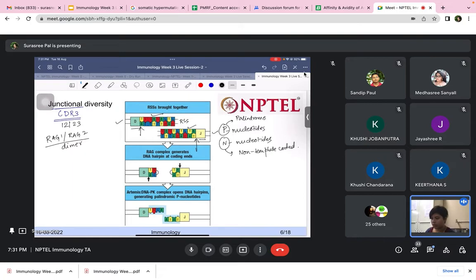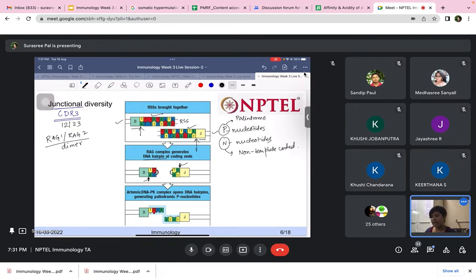Okay, here you can also see these two arrows. They point out the location where the RAG proteins will actually make a cleavage on the gene, on the DNA, right? And when this RAG complex cleaves at these particular positions, they actually generate DNA hairpins. So here you can see that this kind of DNA hairpin will be generated.